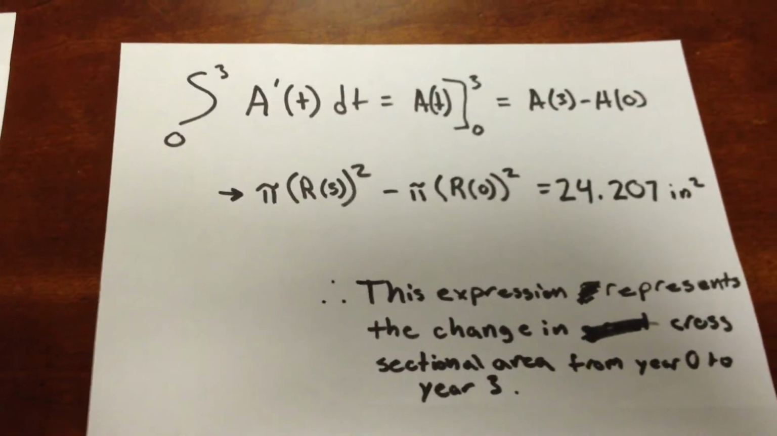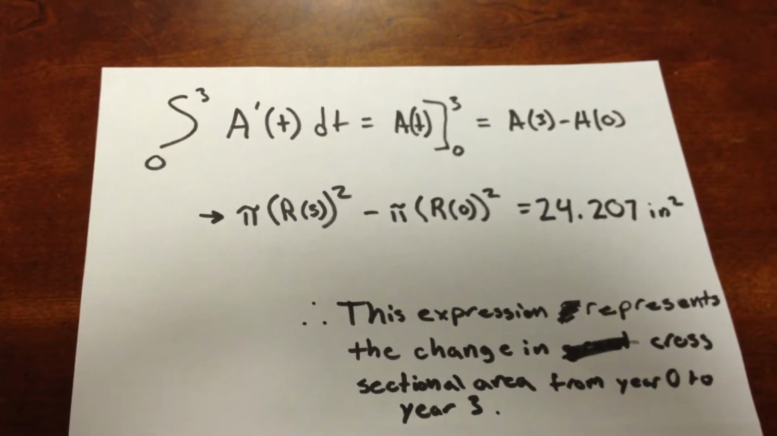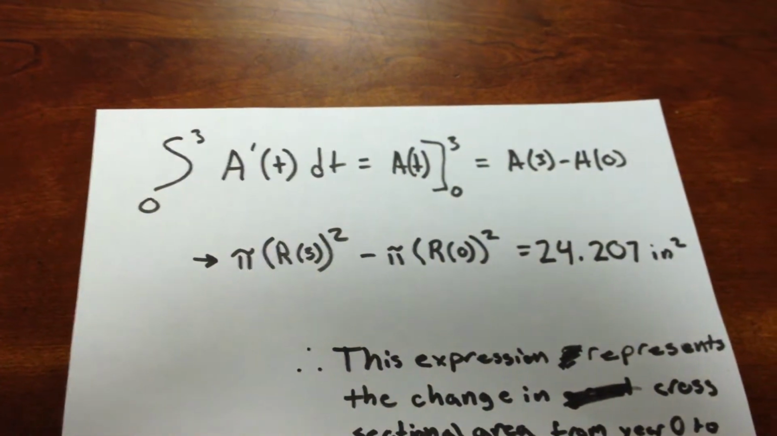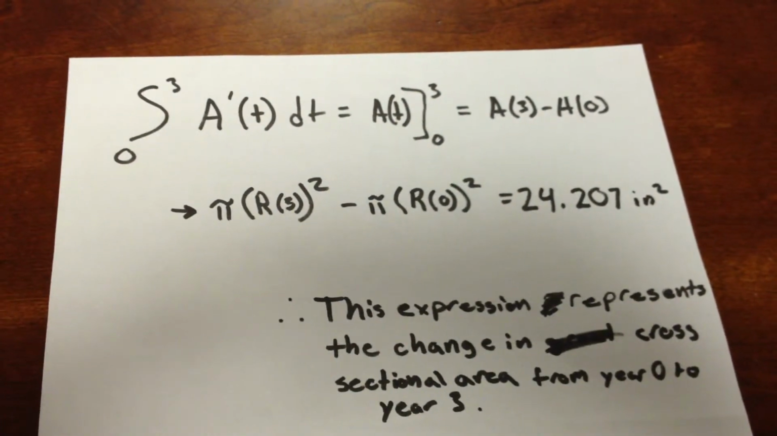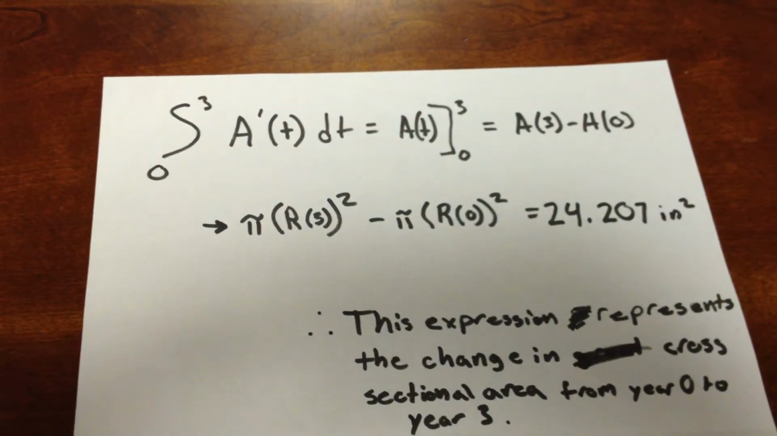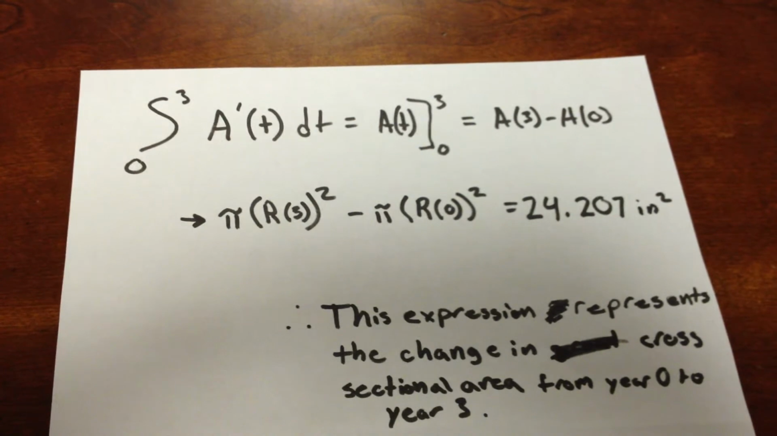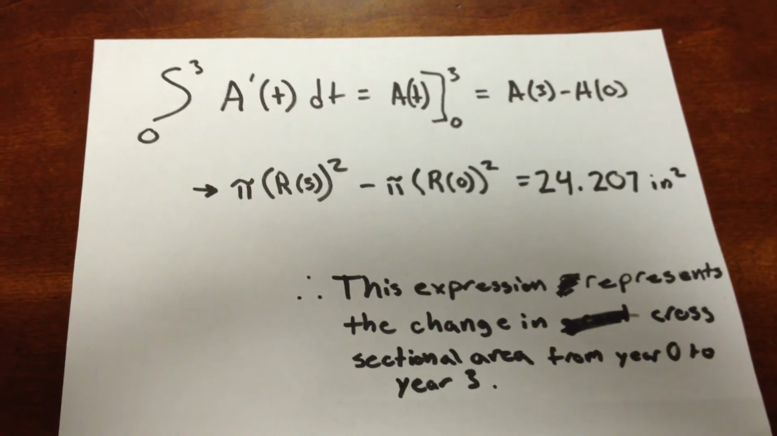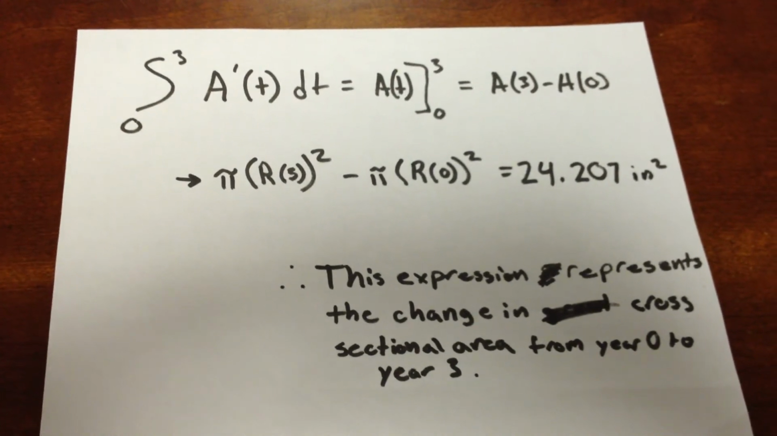Finally, the integral of A prime of t from 0 to 3 can be interpreted as A of 3 minus A of 0. Since we know that these are circular cross sections, we have pi times r of 3 squared minus pi times r of 0 squared. We know what r of 3 is from earlier in the problem, and we know what r of 0 is because that's the given initial value. So we find that it is equal to 24.207 inches squared. And this expression represents the change in cross-sectional area from year 0 to year 3.